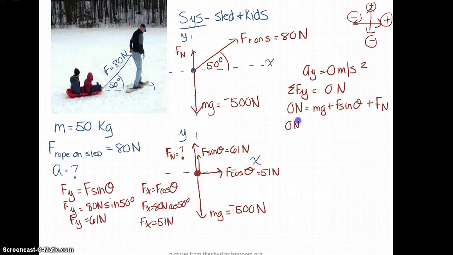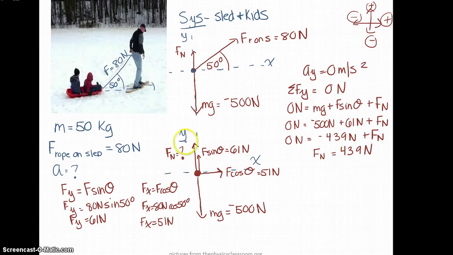Okay, so let's see what we can find here. mg is going to be negative 500 newtons. F sine theta we found is positive 61 newtons. That leaves us with our unknown normal force. This makes this negative 439 newtons plus the normal force. And so if we add that negative 439 to both sides, we end up with a normal force that's equal to 439 newtons. So now this unknown is now a known.